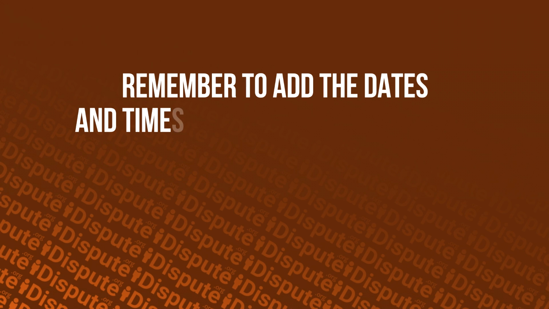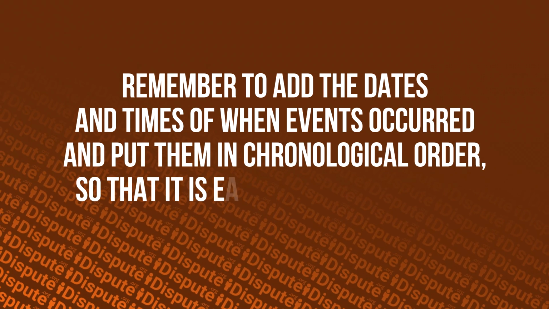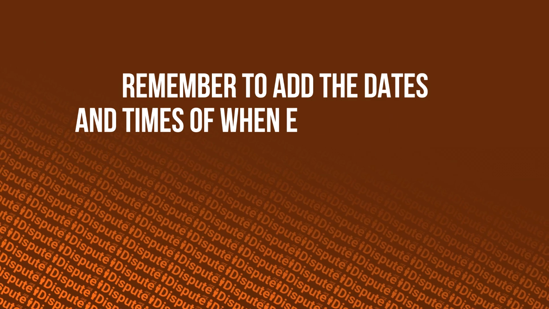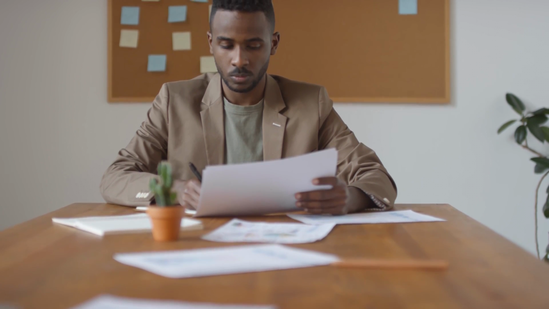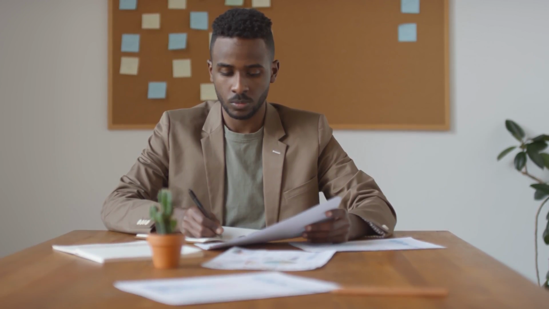Remember to add the dates and times of when events occurred and put them in chronological order, so that it is easy for the reviewers to follow and comprehend. Once you have included all the relevant details, proofread your statement carefully to make sure it is accurate. When you are satisfied, sign and date the complaint form.